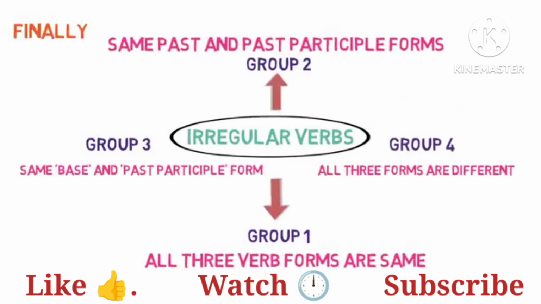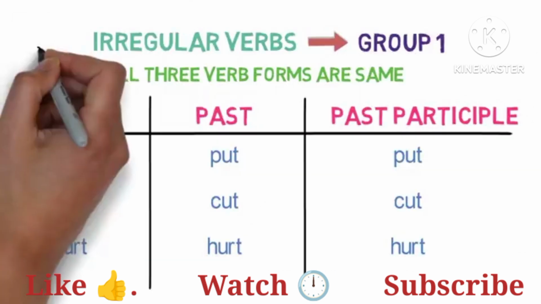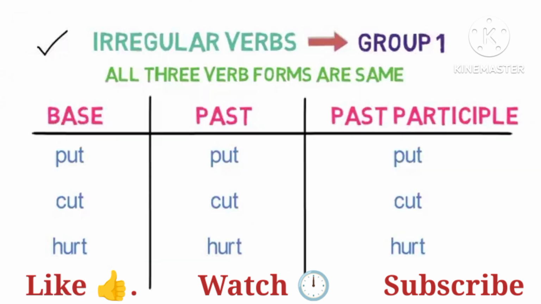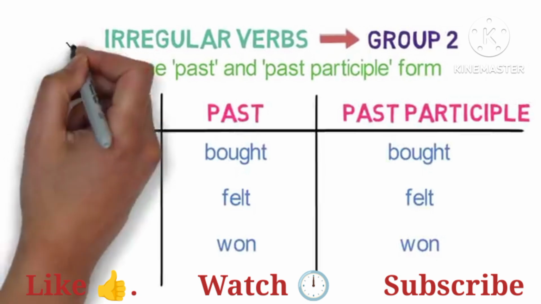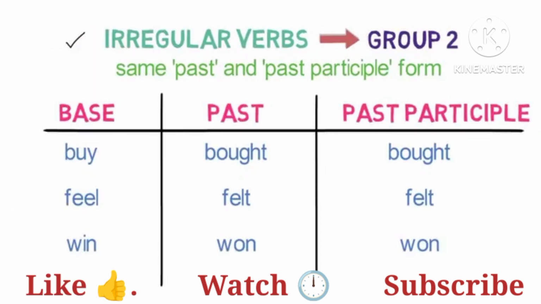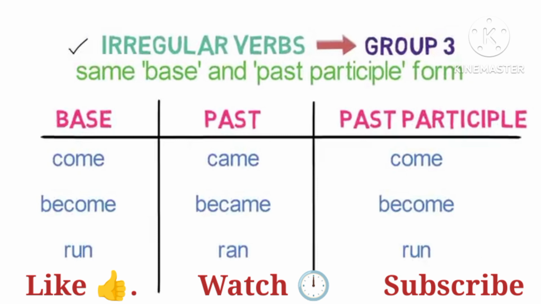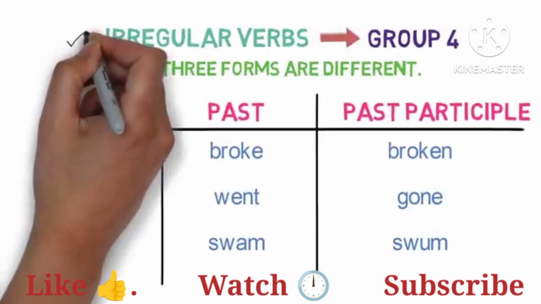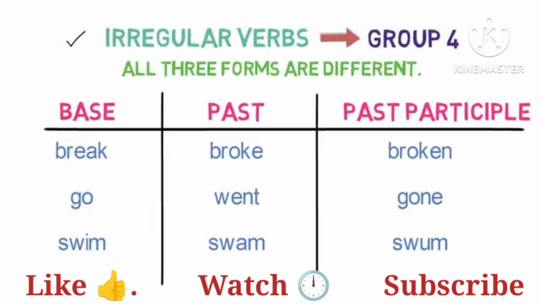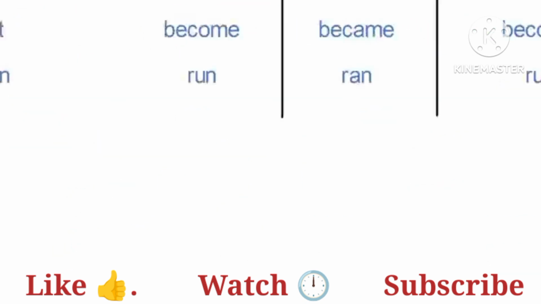Finally, we looked into 4 groups of irregular verbs. Group 1 having all 3 verb forms same. Group 2 having same past and past participle form. Group 3 having same base and past participle form. Group 4 having all the verb forms different. That's all about regular and irregular verbs in this video.